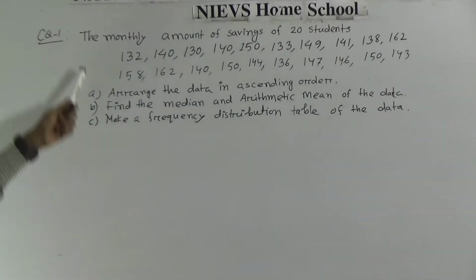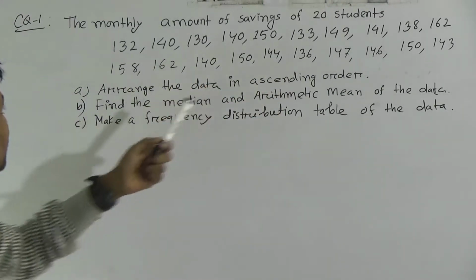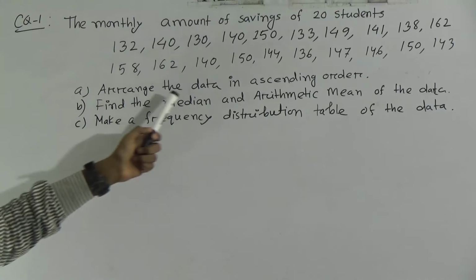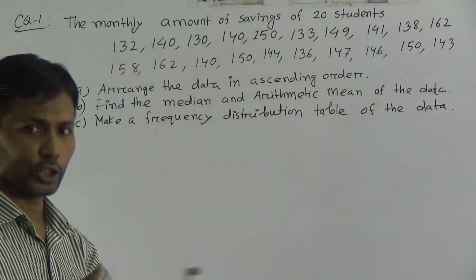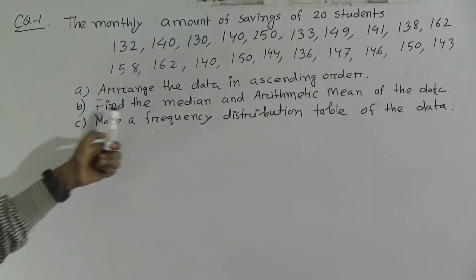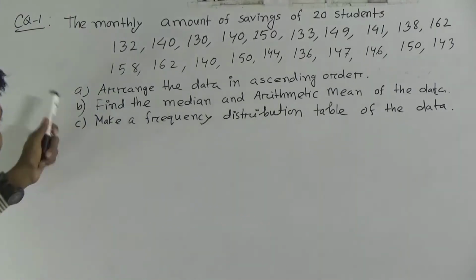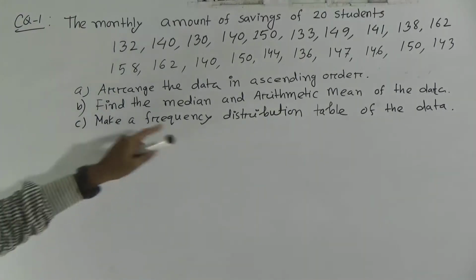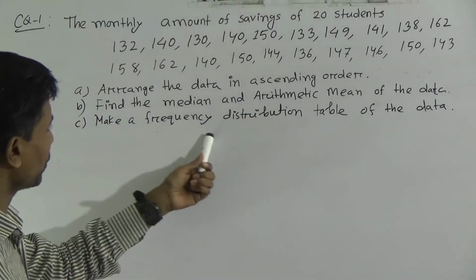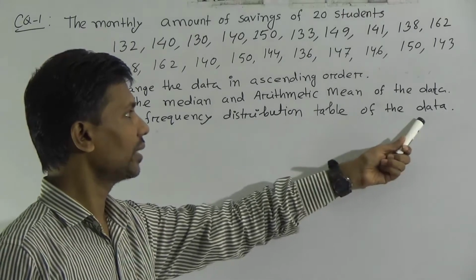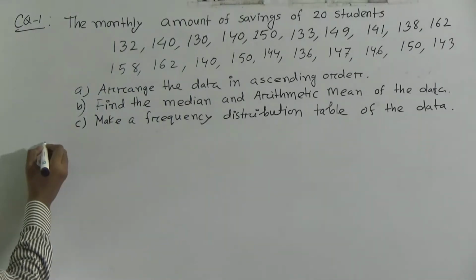You see the monthly amount of savings of 20 students are these. Question A: arrange the data in ascending order, that means from smaller to greater. Question B: find the median and arithmetic mean of the data. That means question B has two parts, median and the arithmetic mean. Question C: make a frequency distribution table of the data. Okay, let's start.